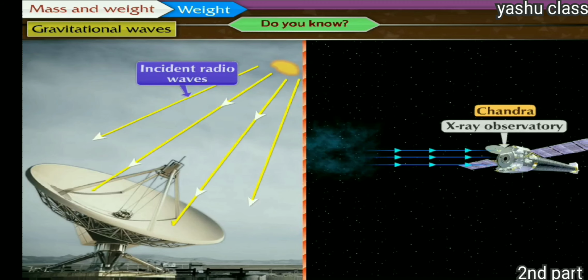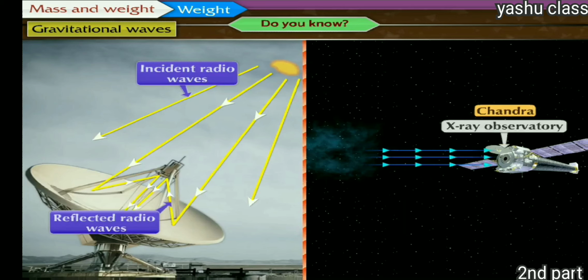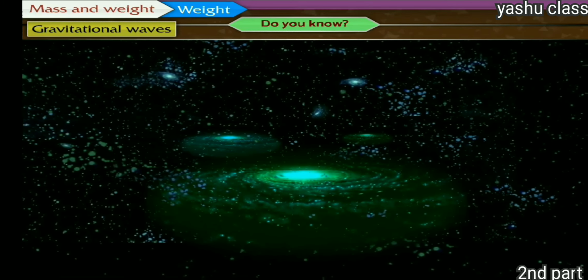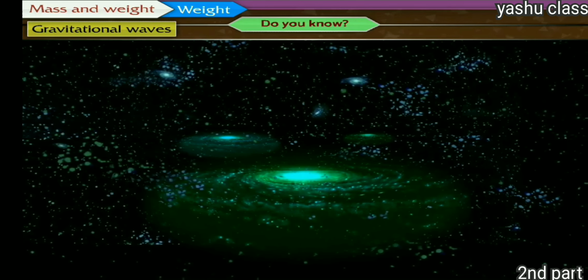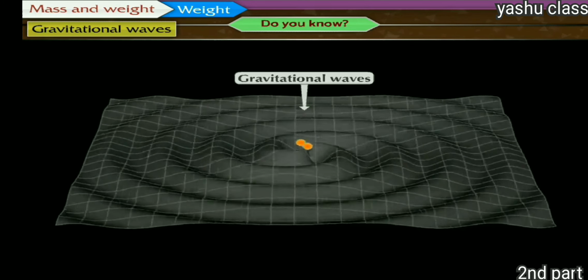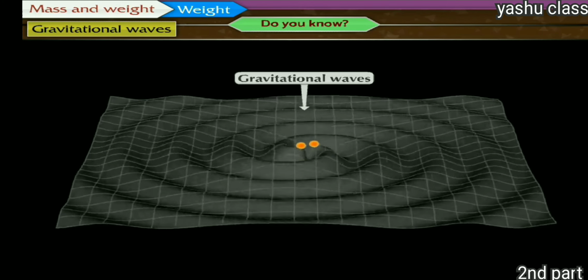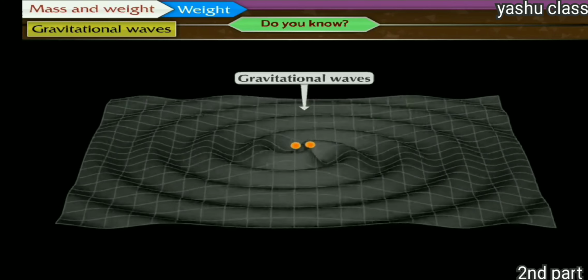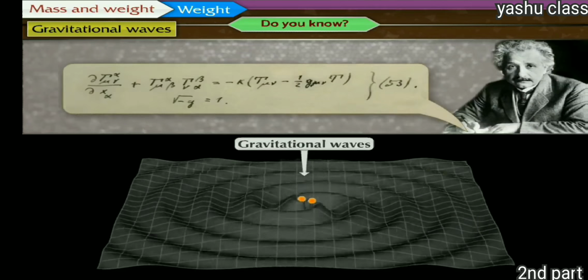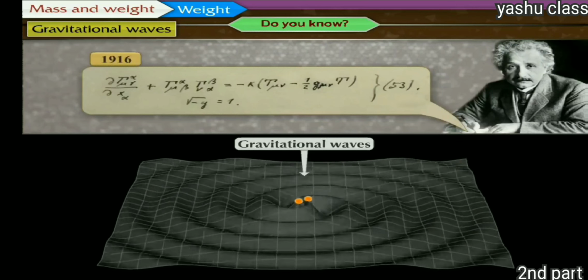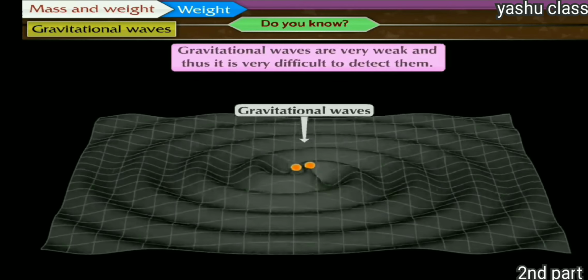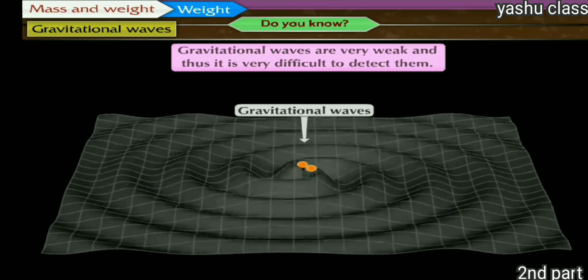Astronomical objects emit these waves. These waves are received by our instruments. All our knowledge about the universe has been obtained through these waves. Gravitational waves are a very different type of waves. They have been called the waves on the fabric of space-time. The existence of these waves was predicted by Einstein in 1916. These waves are very weak and thus it is very difficult to detect them.